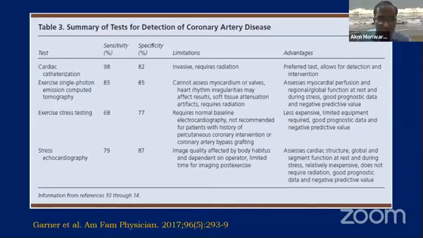If we compare these four tests, ETT probably ranks a bit lower, but we should mind that it is non-invasive. It does not need any radiation, and it also has reasonable sensitivity and specificity for the diagnosis of coronary artery disease.